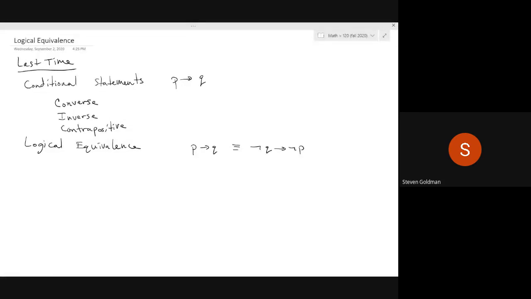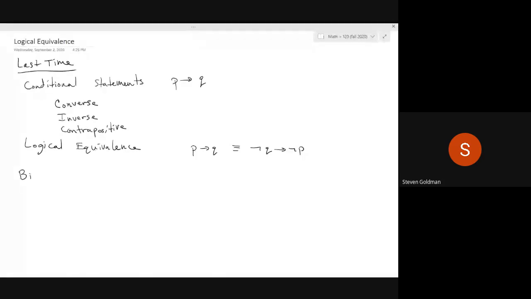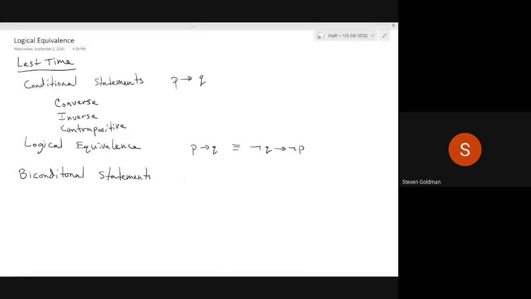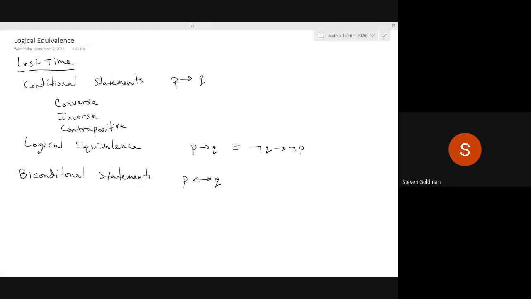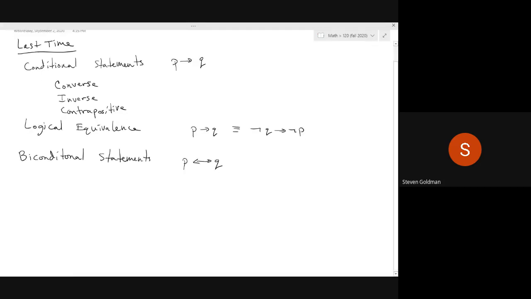Okay. We discussed biconditional statements. Those are statements of the form P if and only if Q. That's a statement saying that P implies Q and Q implies P. Biconditional statements, we said, are true whenever P and Q have the same truth value. So if they're both true or if they're both false, then the biconditional statement will be true.